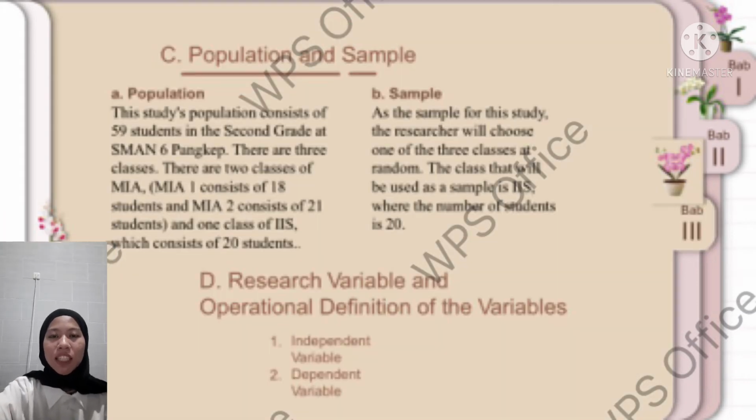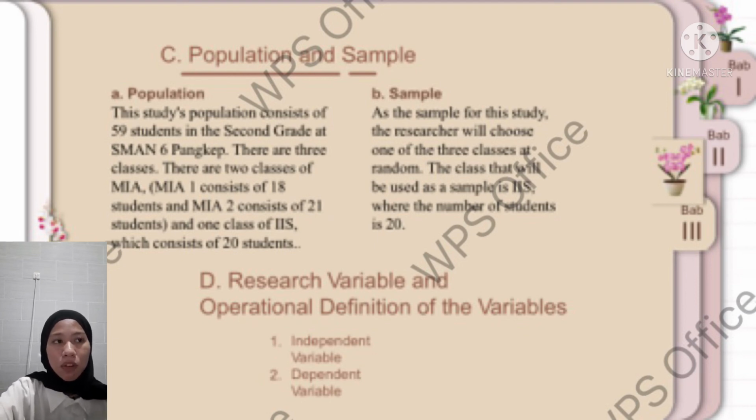C. Population and sample. A. Population. The study population consists of 59 students in the second grade at SMA Negeri 6 Pangkep. There are 3 classes. There are 2 classes of MIA. MIA 1 consists of 18 students and MIA 2 consists of 21 students, and 1 class of EIS which consists of 20 students.